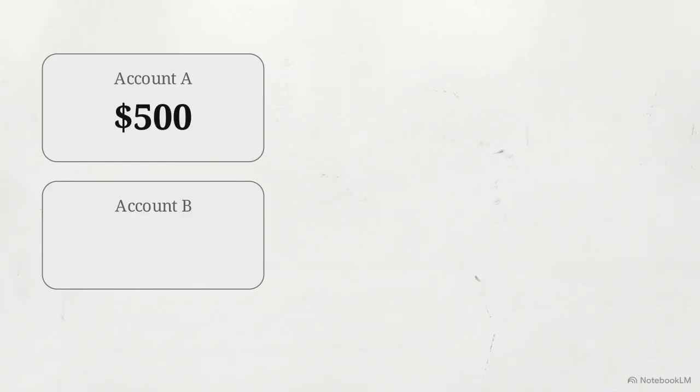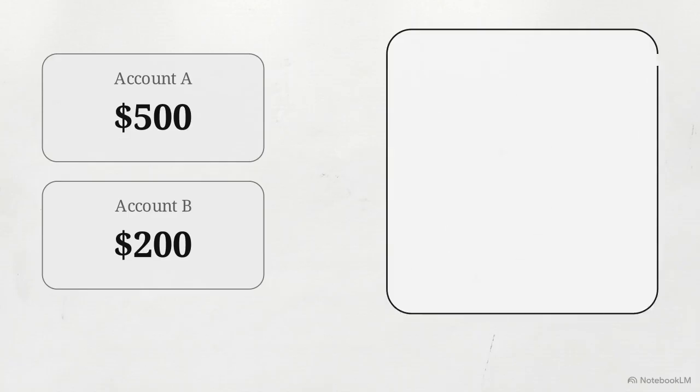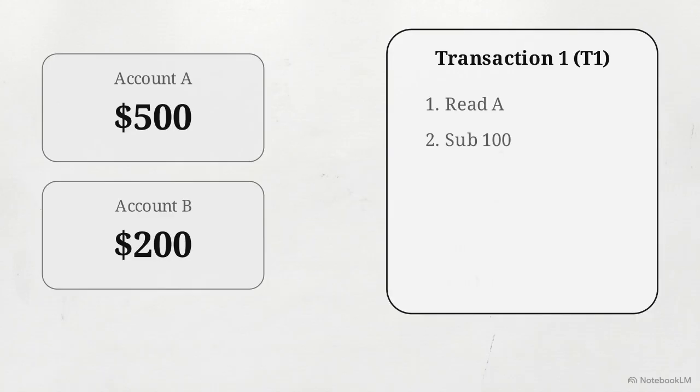Look at this split-screen accounting ledger. We have account A with $500 and account B with $200. A transaction is a logical unit of work made of multiple steps. Here, transaction 1 reads account A, subtracts 100, writes the new balance, then does the same addition for account B. These steps must succeed or fail together as a single block.